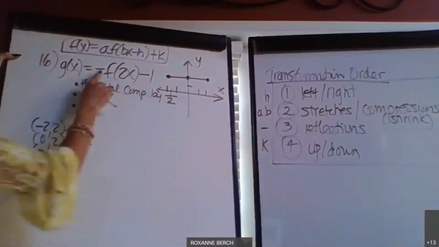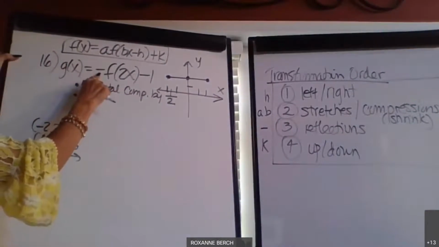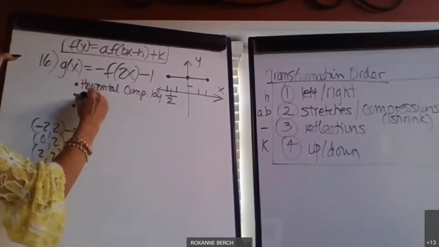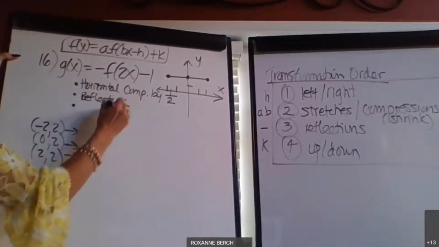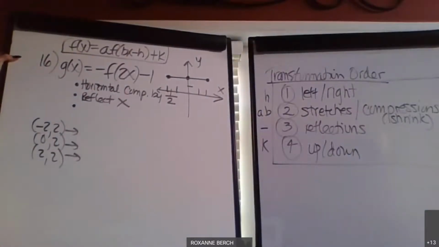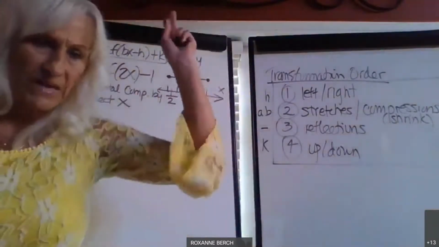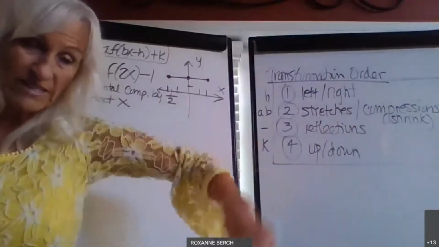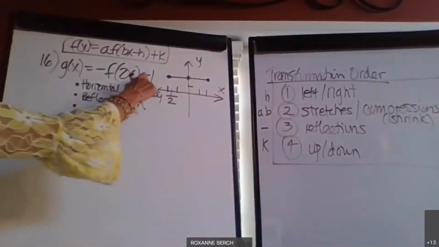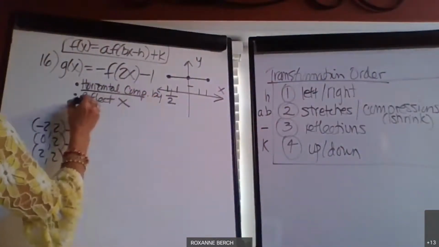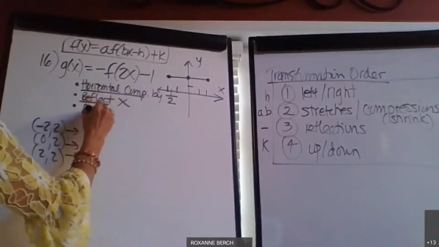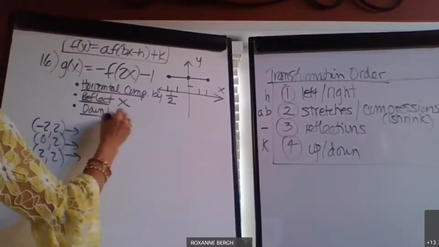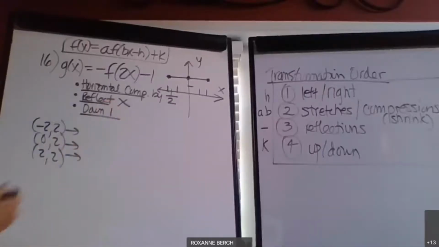Okay, reflections are next. What's this mean? It's outside. So is that a reflection over the X or the Y? X. Remember my arm? That's a vertical movement, right? Reflection over the X is vertical. And what's this mean? It goes down one. Okay, does anybody have any questions about this? Now, if we had an A, if we had a number in front, you don't flip it. It would just be a vertical stretch by 2.